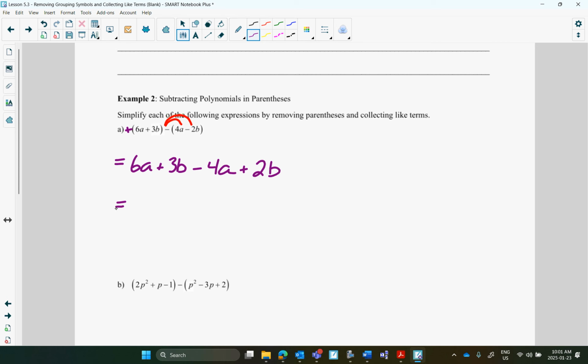And again, I see some students try to do a question like this in one step. You can't. Do it in two steps. Take out your parentheses first, write what it looks like without the parentheses, then collect like terms. What would the final simplified answer be? 2a plus 5b when we collect like terms, yes. Good.